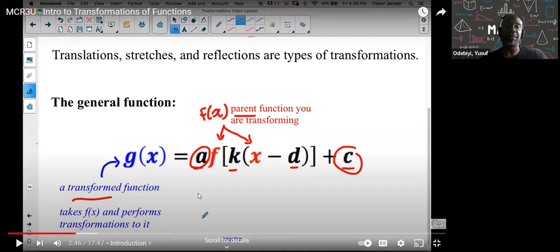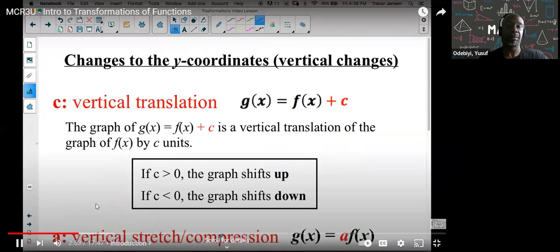And then the horizontal transformations would be your K and your D. D moves it left and right, and K either stretches it horizontally or compresses it horizontally. These are going to be caused by the K and D parameters. So let's look at A and C first.